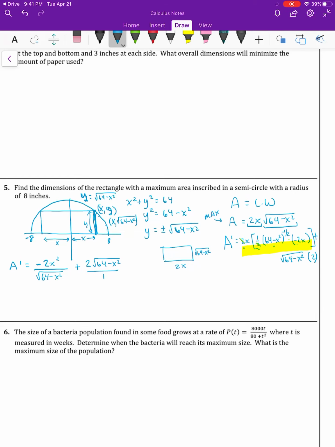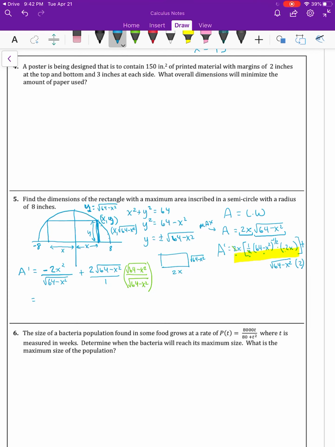We end up with this x times negative 2x. So this is going to be negative 2x squared. And I'm going to bring my square root of 64 minus x squared down to the denominator. And then we've got plus 2 times the square root of 64 minus x squared. That has a denominator of 1.